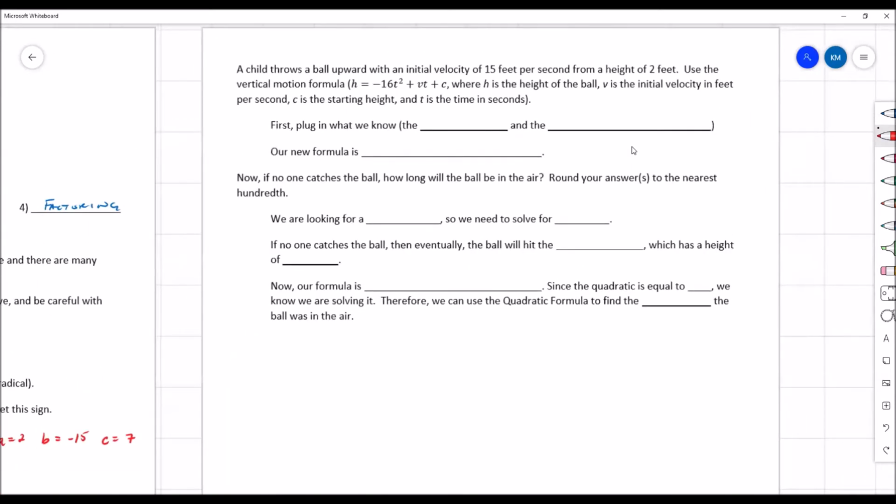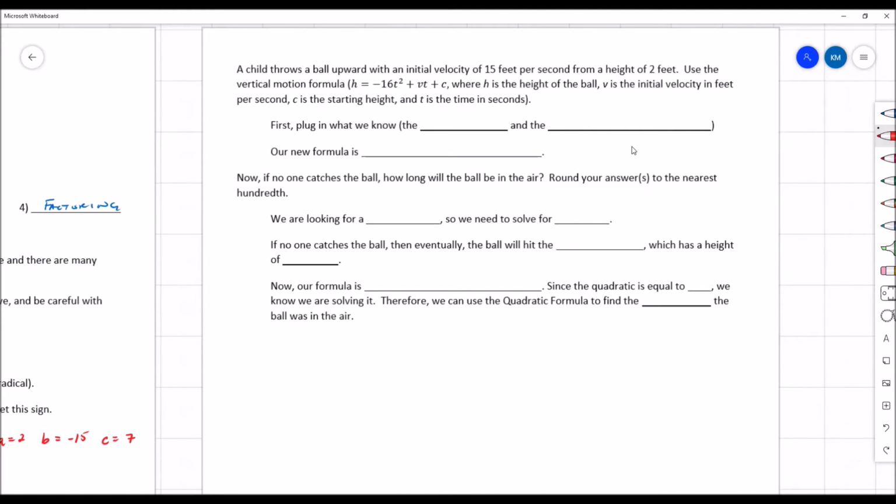A child throws a ball upward with an initial velocity of 15 feet per second from a height of 2 feet. Using a vertical motion formula, h equals negative 16t squared plus vt plus c, where h is the height of the ball and v is the initial velocity in feet per second, c is the starting height, and t is the time in seconds.